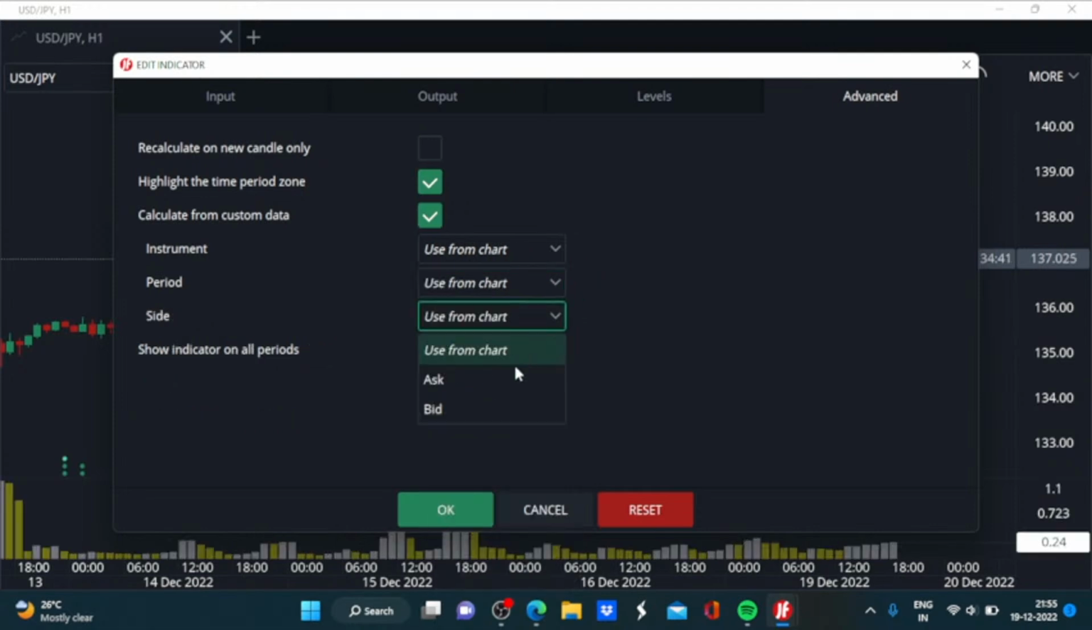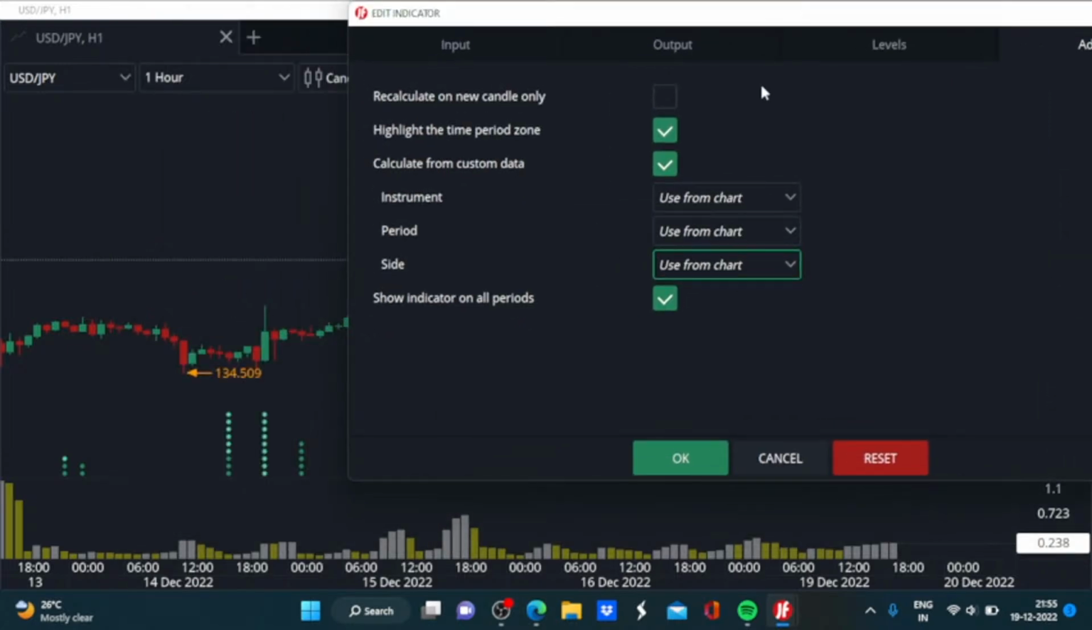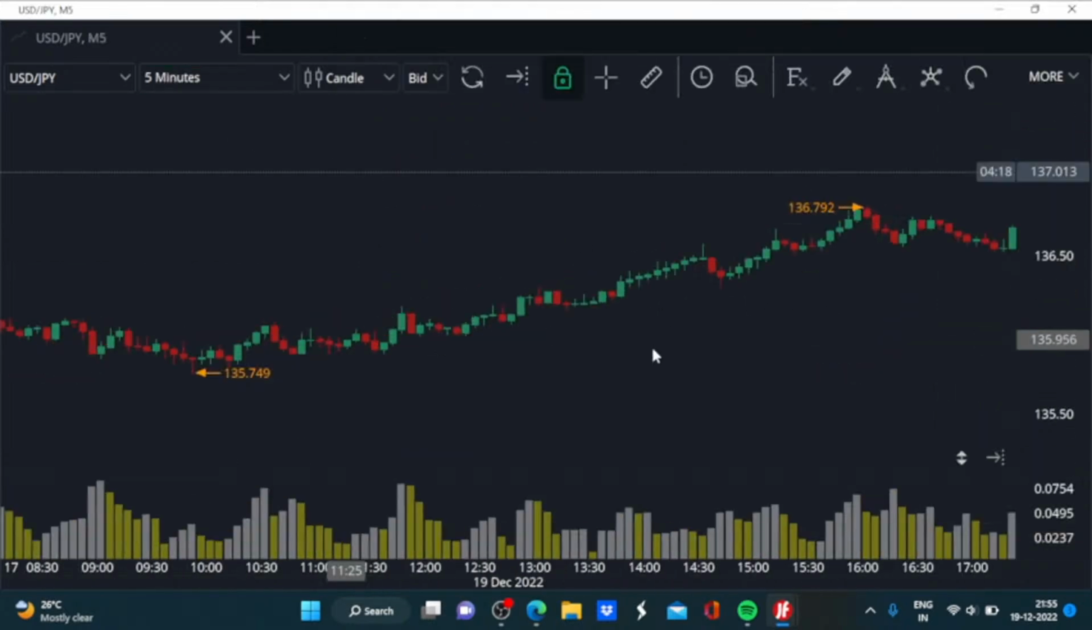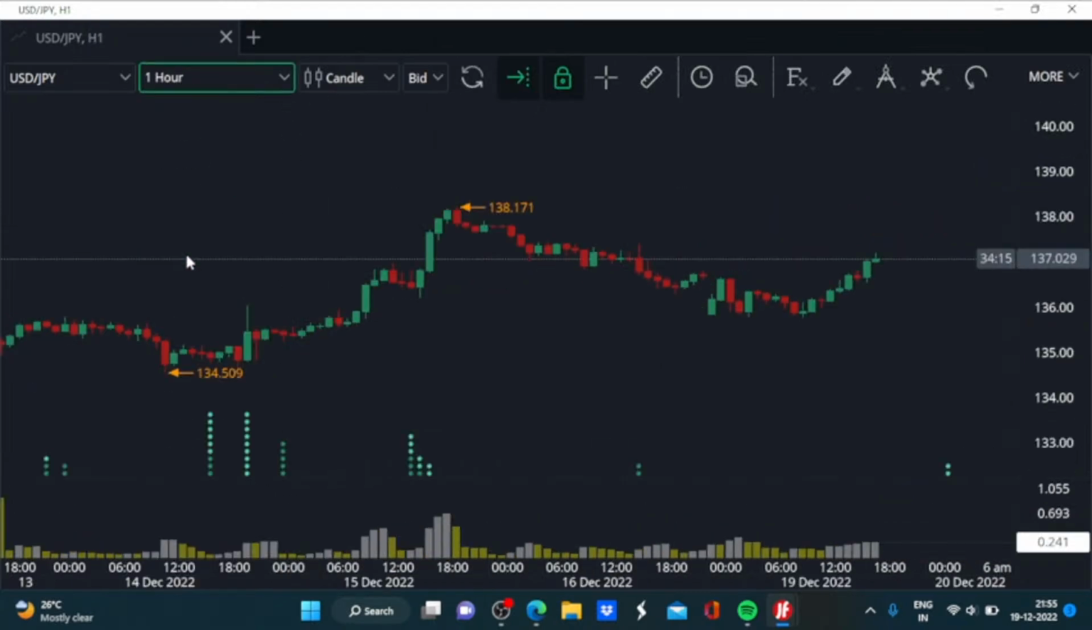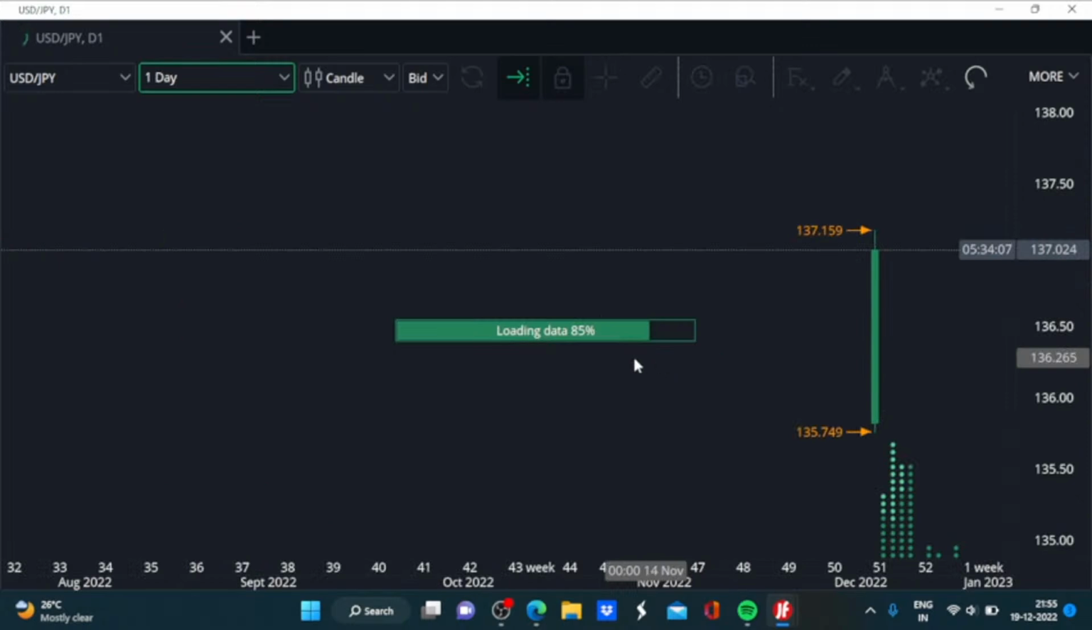The side can be ask or bid. There is always going to be a slight difference depending on which side you are on. The indicator is going to be available on all the candle periods of the chart when I opt in for this option. But if you want this indicator to be available only on certain time frames and not others, you can define it that way also here. Now the plotting is going to be as per 5 minutes and hourly. But if I change it to say 4 hourly, daily, or any other candle period apart from hourly and 5 minute, there won't be any plotting of the indicator. So this is how this indicator system is going to work.